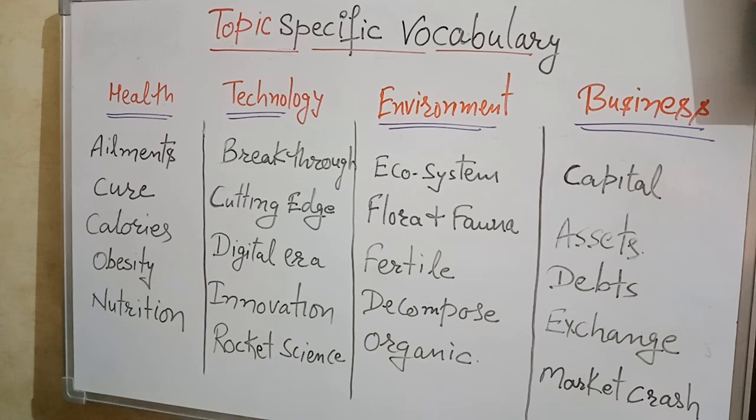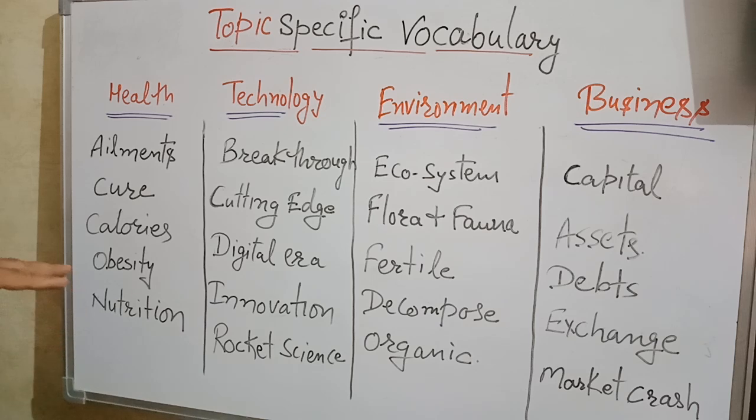I am not going to tell you that you need to learn so many words. No, only like 20, 30 words of each category you should have, so that whenever you get any essay related to food, you have specific words to use over there related to health or related to technology, etc. So this video is going to tell you about all the topic specific words that you should learn.